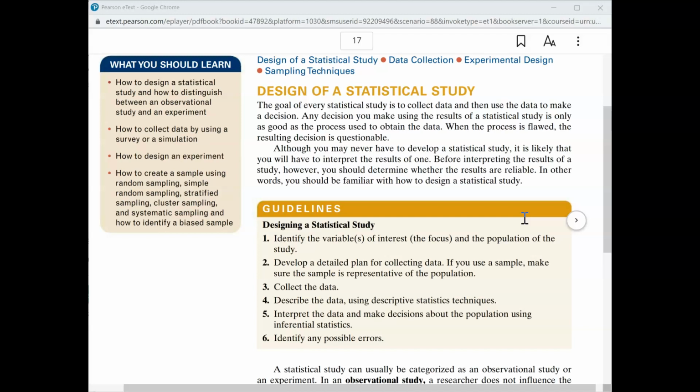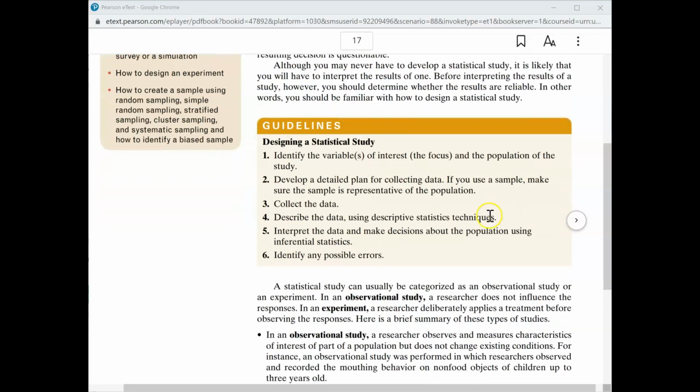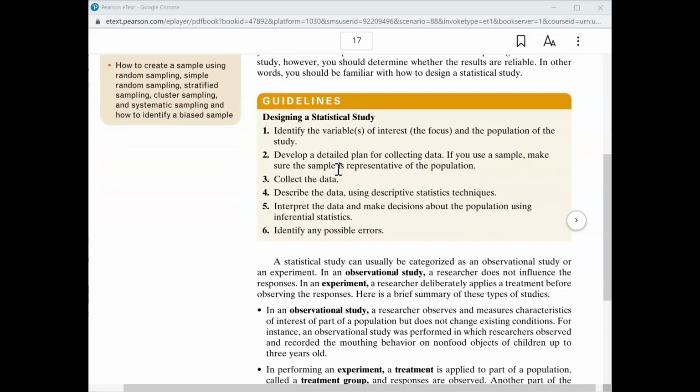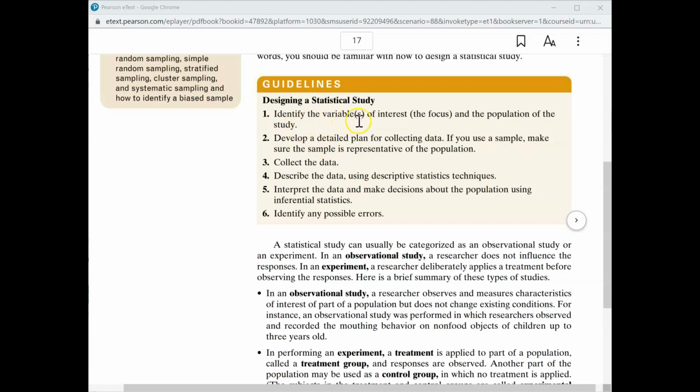Designing a statistical study. The guidelines for designing a statistical study would be: we want to identify something that we're interested in and the population that would be involved in that interest. Develop a detailed plan for collecting data. If you use a sample, make sure the sample is representative of the population. Collect the data. Describe the data using descriptive statistics techniques.